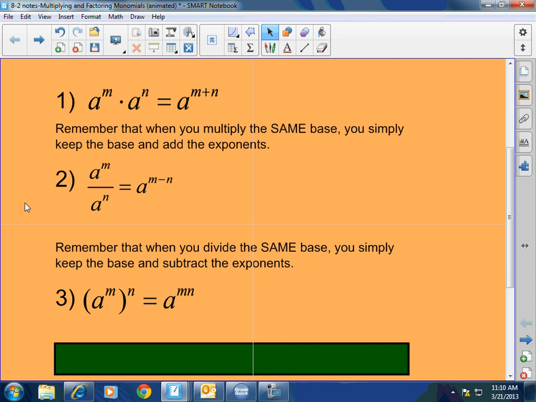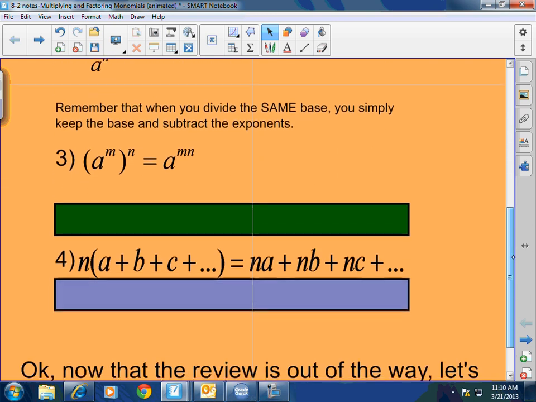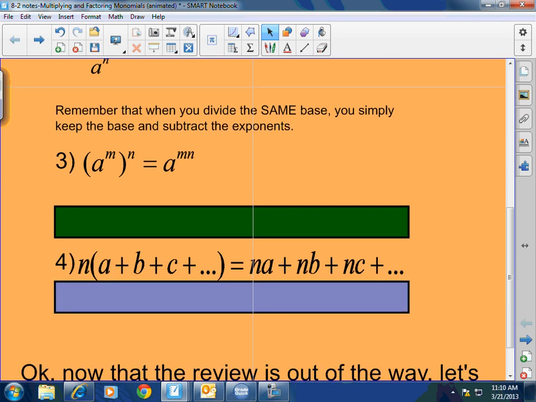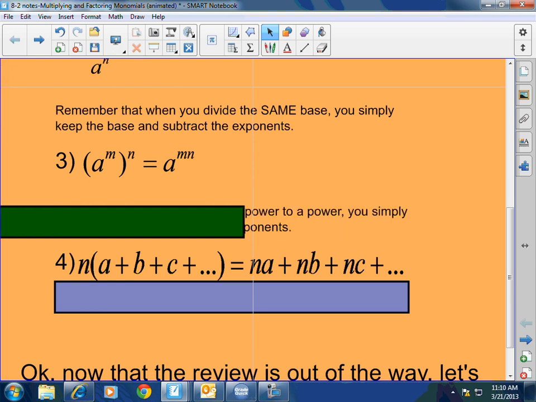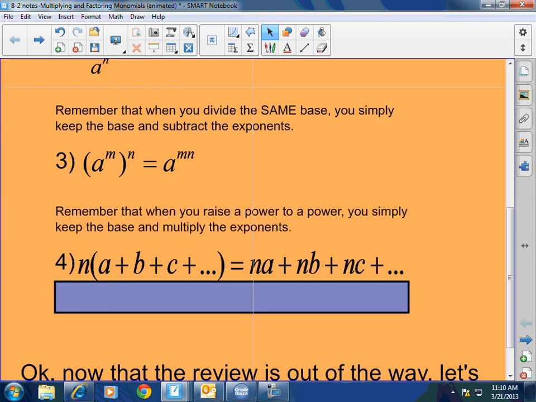A to the m raised to the n power. Whenever I raise a power to a power, it's going to equal a to the mn. I keep the base and I multiply the powers. All of this we should know hands down. If you don't, well, guess what? You just got to review.